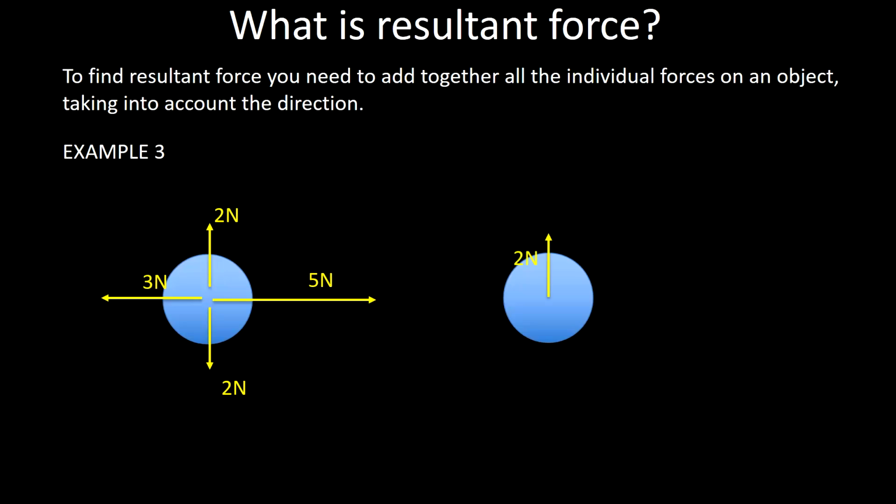And again, we can put them end to end. Doesn't matter which way we do it. So start with the upward force and then follow with the one to the right, the one down, and the one to the left. And then we go from the start of the first arrow to the end of the last arrow, and that tells us our resultant is 2.